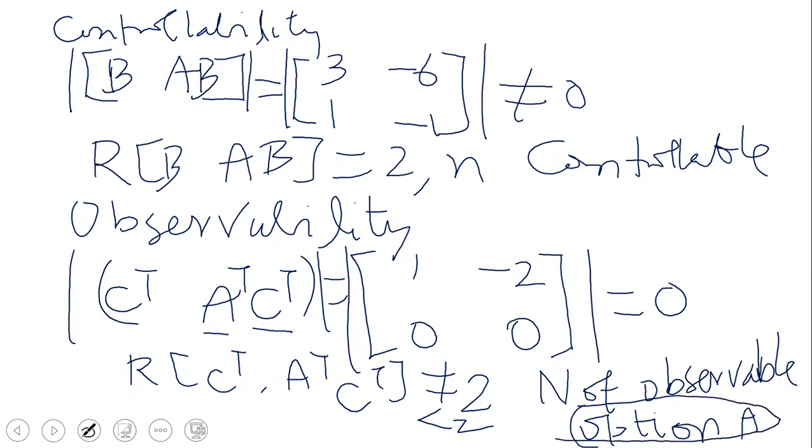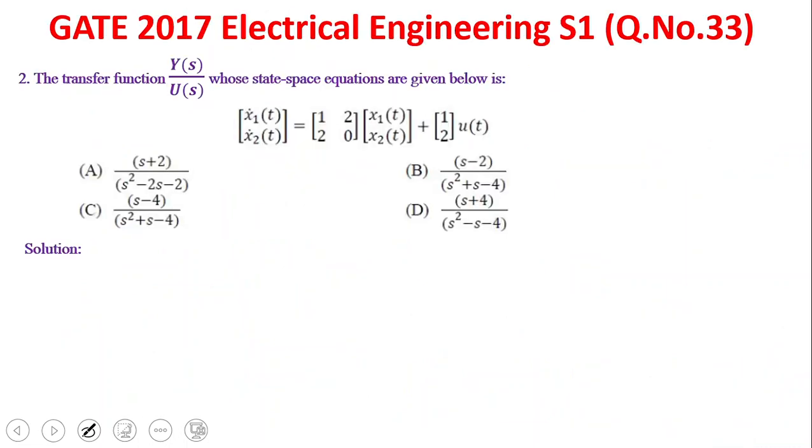See how we can easily do it. Very simple question. Let us move to the next question. The next question they have asked is the transfer function Y(s) by U(s) whose state space equations are given below. It was asked in GATE 2017 Electrical Engineering Set 1.